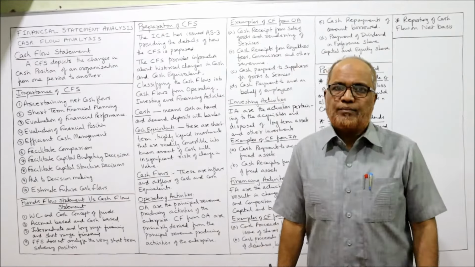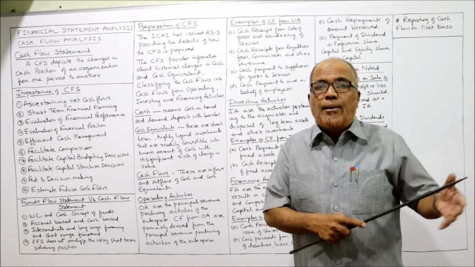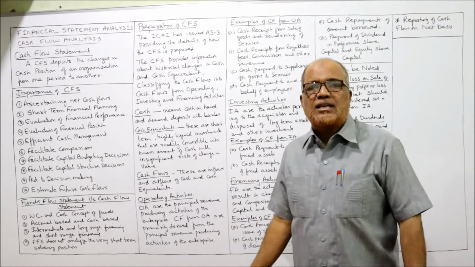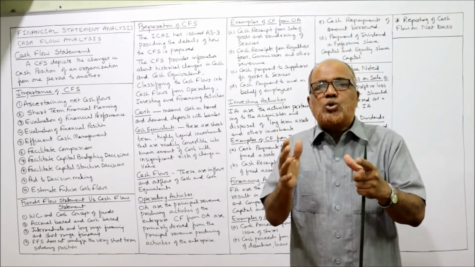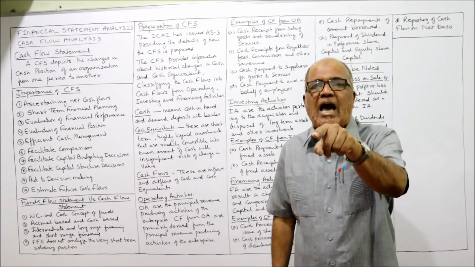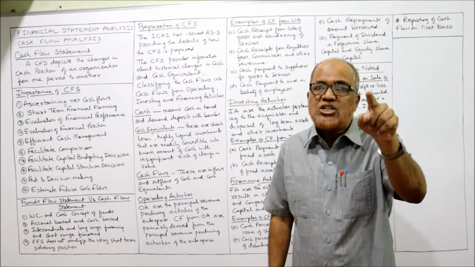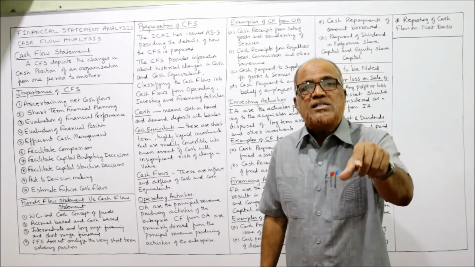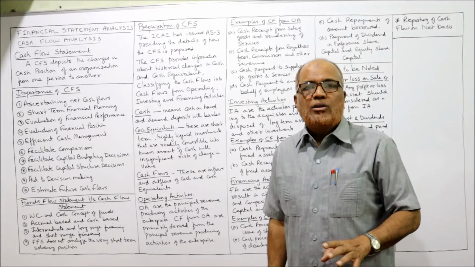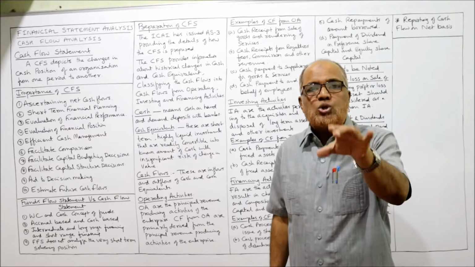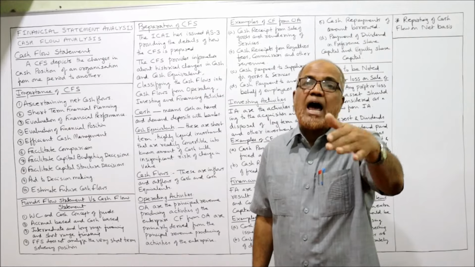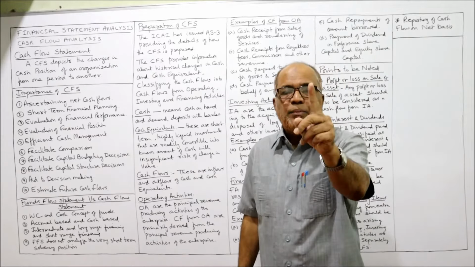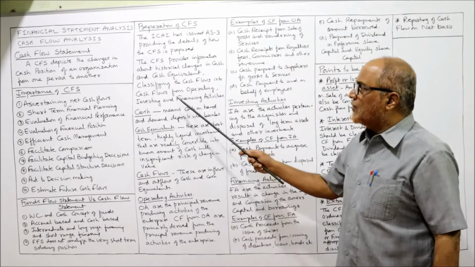Only cash position. That was the earlier stand. But after issuing this AS3, now it has elaborated. This cash flow statement will show the historical changes in cash and cash equivalent. What does this mean? I'll explain to you. This cash flow statement will show the historical changes in cash and cash equivalent from one period of time to another period of time.